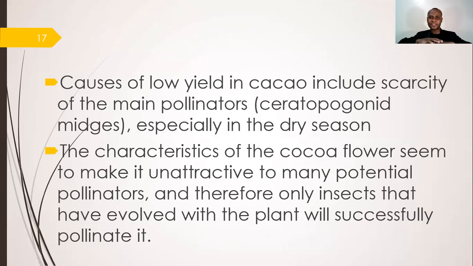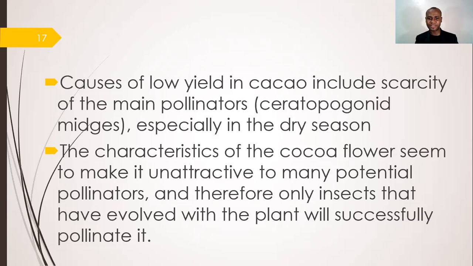So if the farm is very dry, or the soil is very dry, then reproduction of midges on the farm will be affected as well. On irrigated farms, usually pollination is better than on non-irrigated farms. That's one thing you should know.